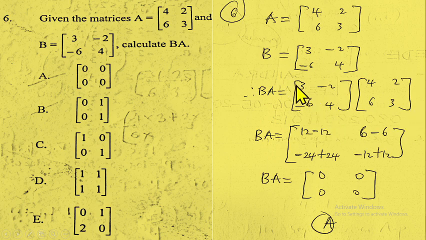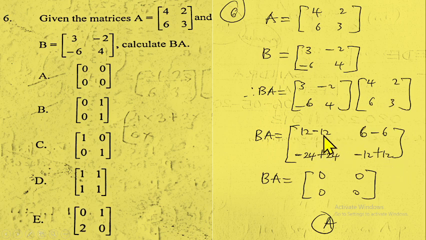And how do we multiply? 3 times 4 gives us 12. Then minus 2 times 6 will give us minus 12 as well. Also 3 times 2 will give us 6. Then minus 2 times 3 will give us minus 6 as well. Then this row also will multiply the column. Minus 6 times 4 will give us minus 24. Then 6 times 6 will give us plus 24. Minus 6 times 2 will give us minus 12. 4 times 3 will give us plus 12.